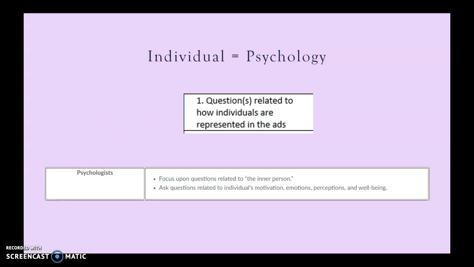Okay, so next, you move on to the body of the template. So in this first section, you are going to be asking questions about the individual. So as we've talked about, questions about the individual are questions from psychology. Questions connected to psychology may ask about the inner person. They might ask about someone's motivation or emotions or perceptions or perhaps about their well-being. And these questions are also about a single person. So it could be the man, the woman, the child. You're looking at one person and you're looking at these aspects of that one person.